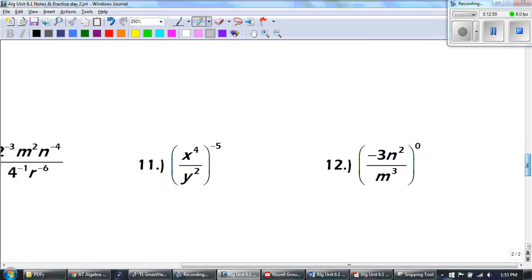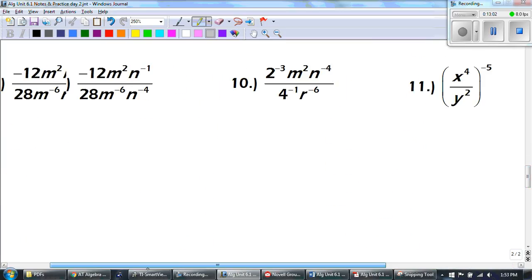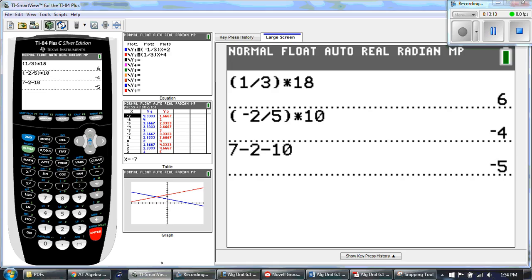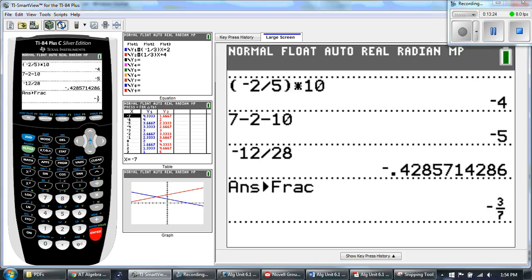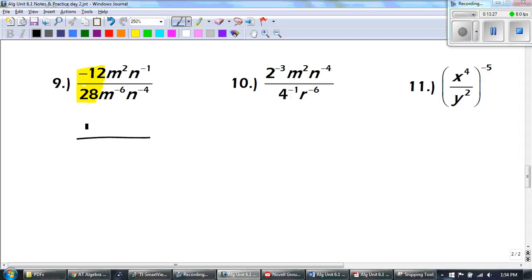Okay, a couple more. All right, let's take a look at this. -12 over 28, that's what I'm going to do first. So I have -12 divided by 28. And remember, I want the fraction, which is -3 over 7. So that tells me the -3 is on the top, 7 is on the bottom.